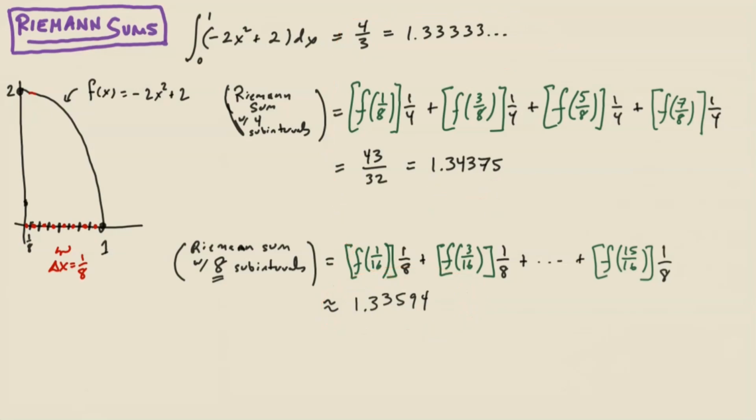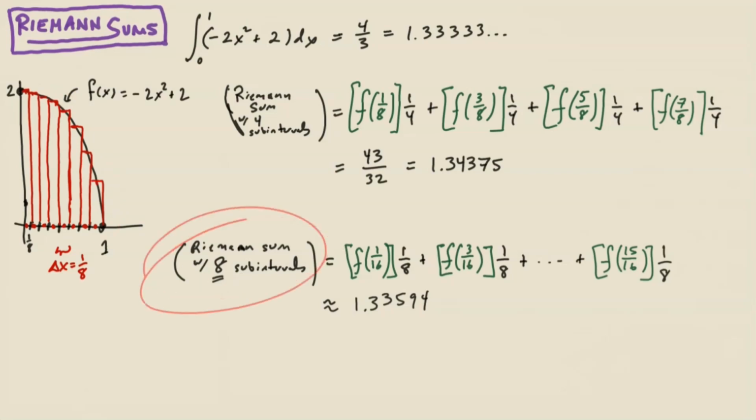subintervals was, which is not surprising, since each one of these terms corresponds to the area of a rectangle, and with 8 little rectangles, each of which is half as wide as they were before, we can approximate the area under the curve even better. And of course, there is nothing to stop us from increasing the number of subintervals. We can go much higher than 8.